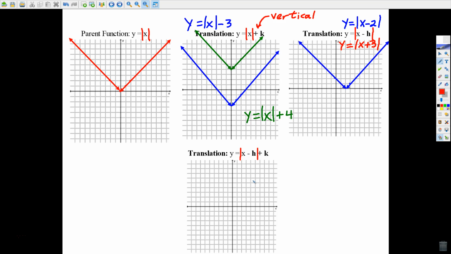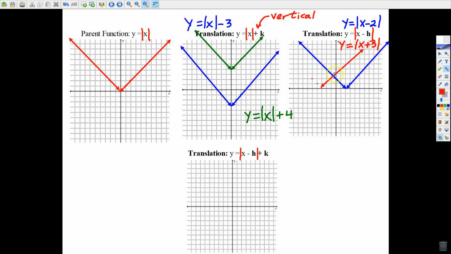So remember, when you're dealing with horizontal translations, you've got to think about what h is. And in this case, h has to be negative 3. And negative means I've got to move to the left 3 places. So I'm going to take the parent, and all the points on the parent, I'm going to shift 3 places left.